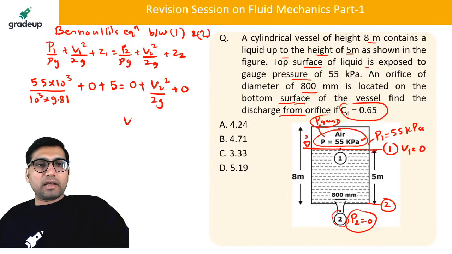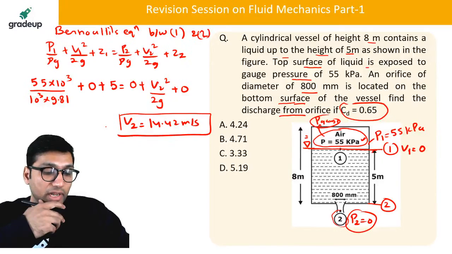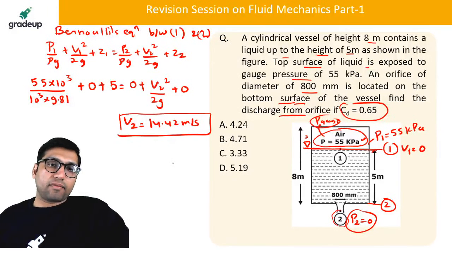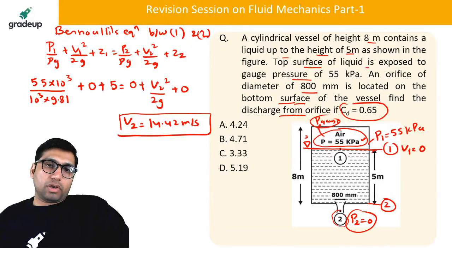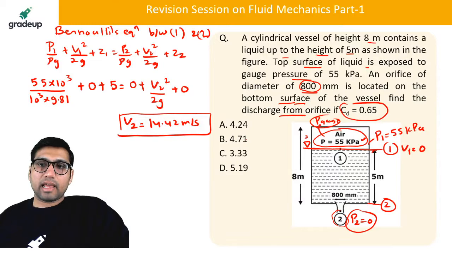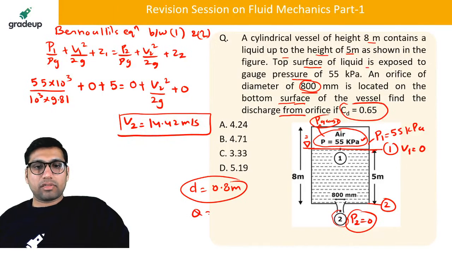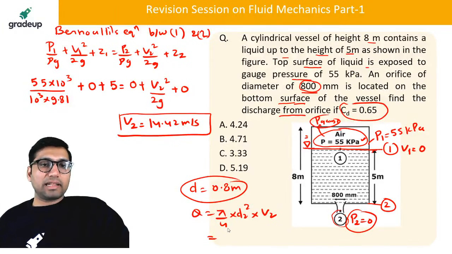So from here you can find the value of V2. That will be 14.42 meter per second. Okay, you will be getting 14.42 meter per second as the velocity at this section 2. So if you have got the velocity, you can find the discharge very easily because the diameter is given here, 800 mm. Diameter is equal to 800 mm, that is 0.8 meter. So you can find the discharge, that is pi by 4 into d2 square into V2. You'll be getting the discharge very easily from here. So are you getting the answer, everyone?